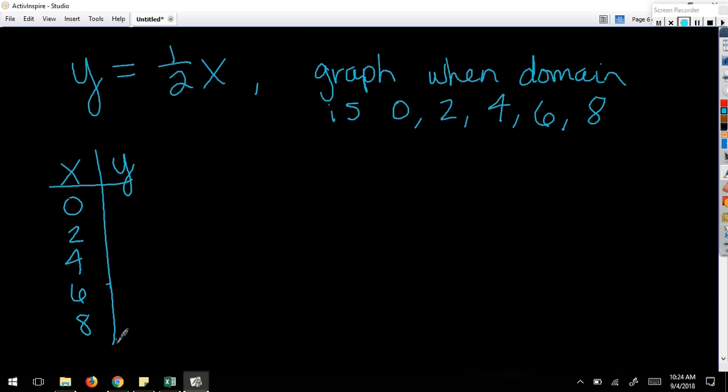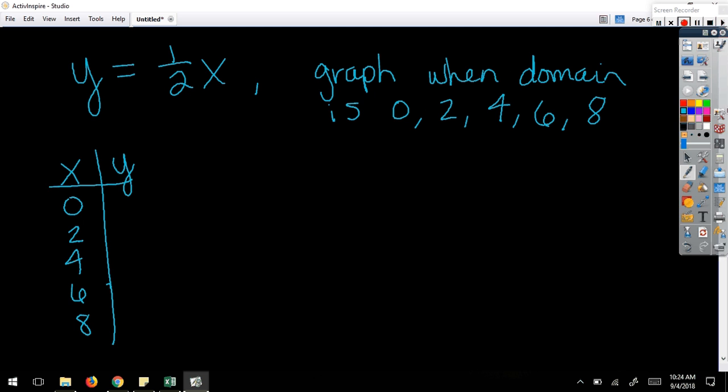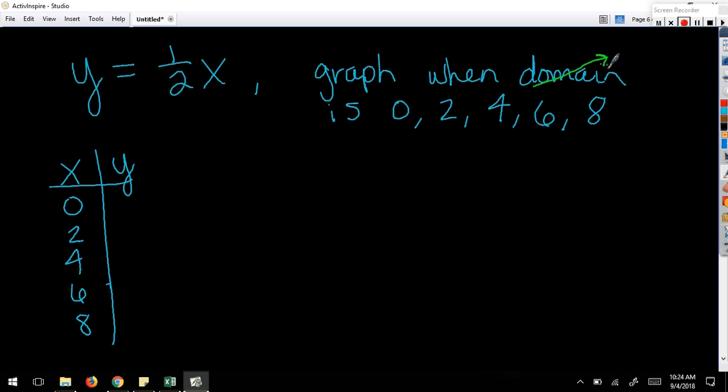Graph when the domain is 0, 2, 4, 6, and 8. So basically, you're absolutely right. Basically, domain are my X values.